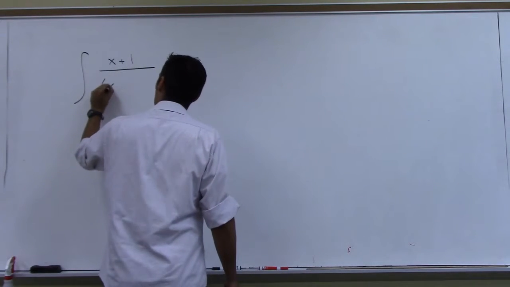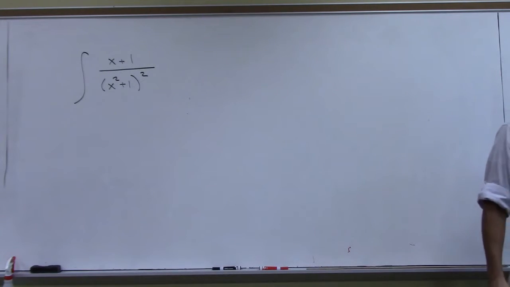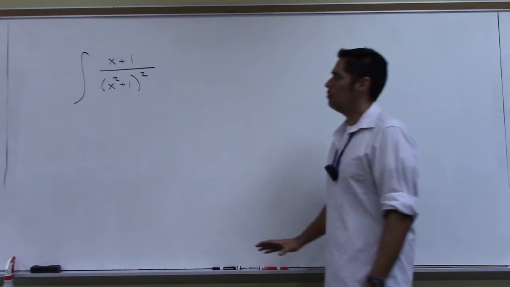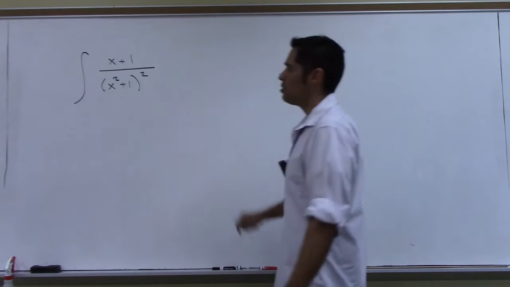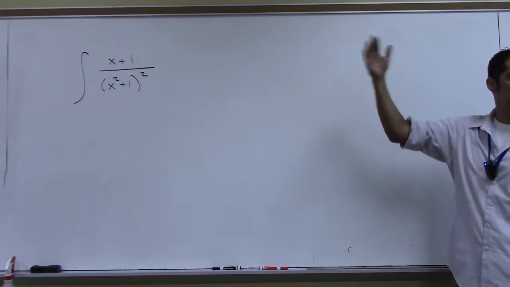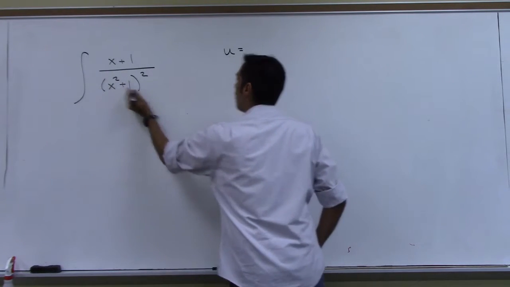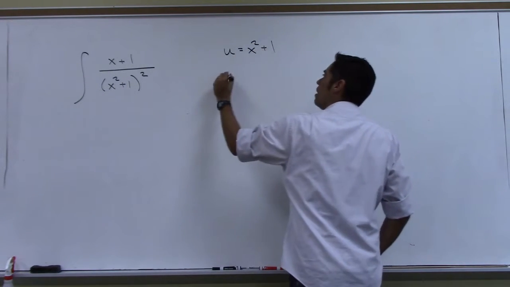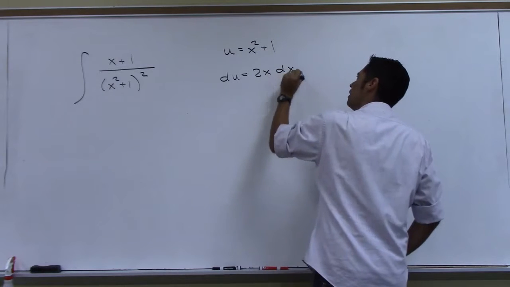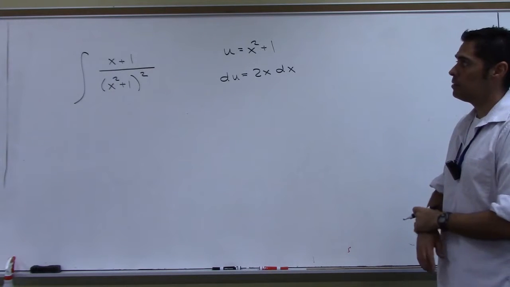It's the same exact thing as before, right? I mean, linear over irreducible quadratic, but this time it's repeated. All right, let's try the same method. What we were really hoping for in this situation where we have linear over irreducible quadratic is that if we choose u to be the bottom, the derivative of it is up top. So if I let u be the bottom, but not the repeated part, just the quadratic part, then du here would be what? 2x dx? Do I have 2x dx?